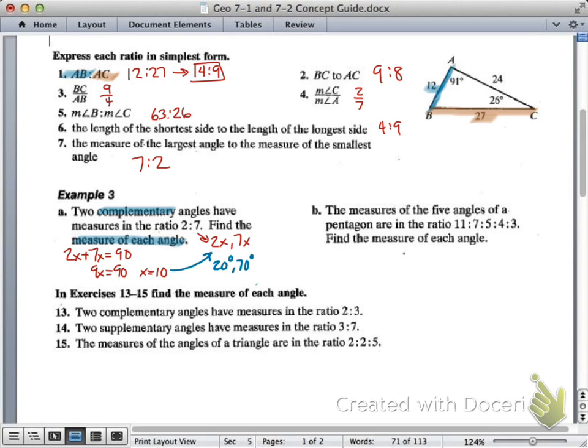So the two angles are 20 and 70. Well, that one was pretty simple. Let's look at one that's less simple.